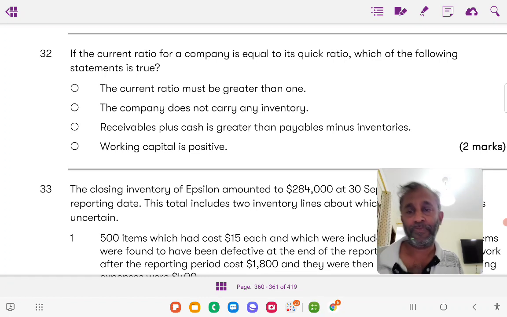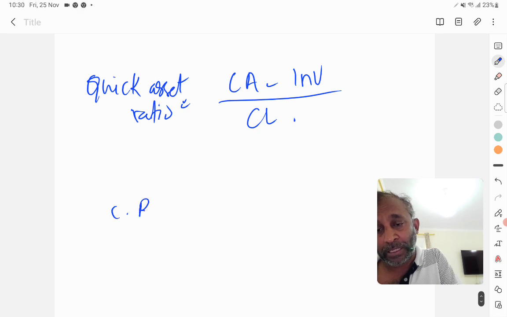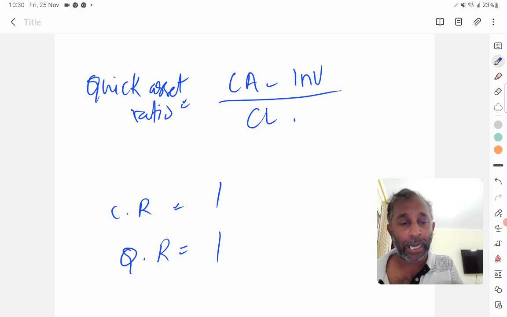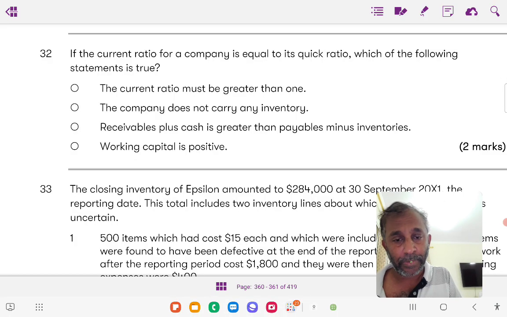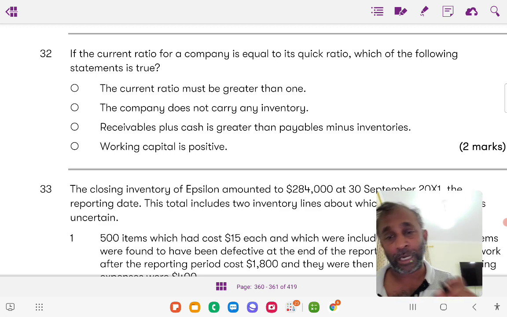Now let's read the question. If the current ratio of a company is equal to its quick ratio, which of the following statements is true? Now, for example, if my current ratio is 1 and my quick ratio is also 1, that is the situation they are describing. Accordingly, what they are asking is, what could be the possibility? The current ratio must be greater than 1. No. The company does not carry any inventory. Possible. Receivables plus cash is greater than payables minus inventories. No. Working capital is positive. The answer is actually the second one.